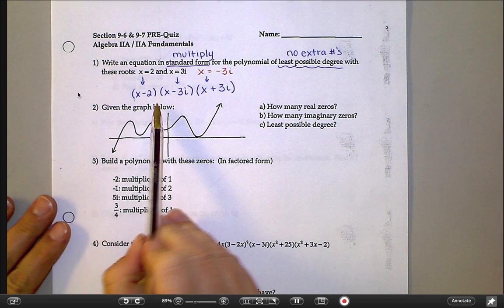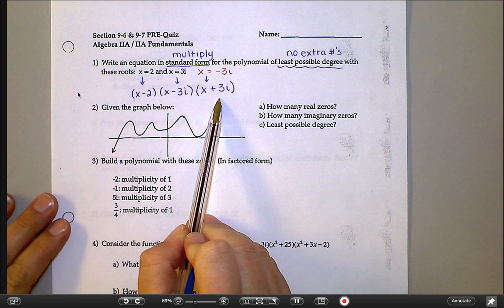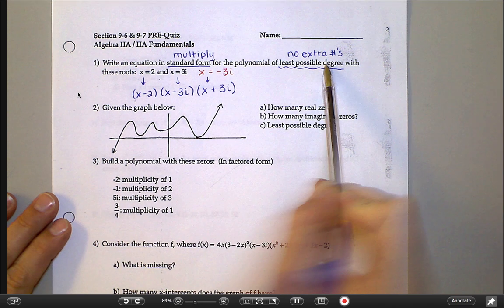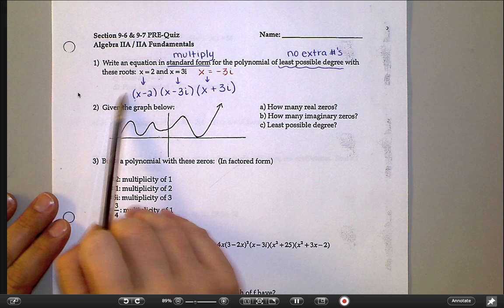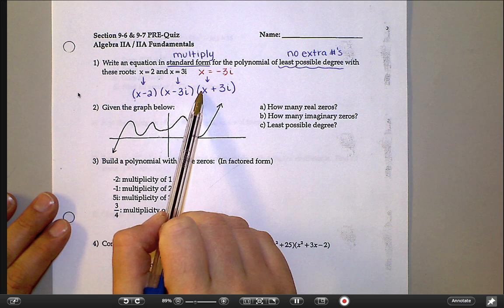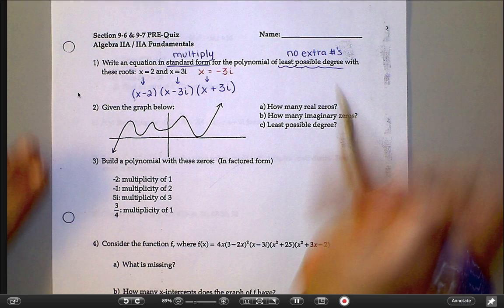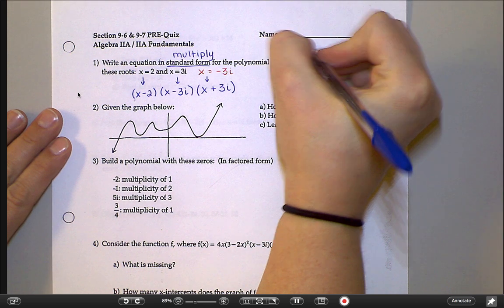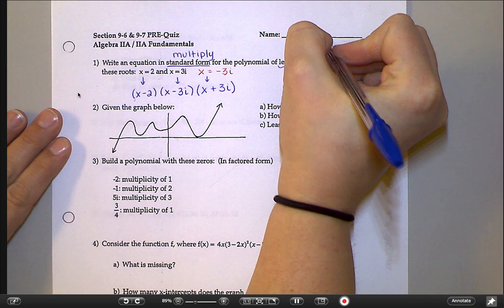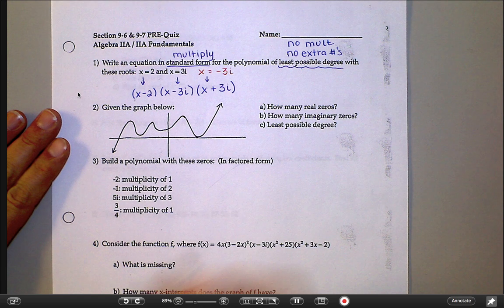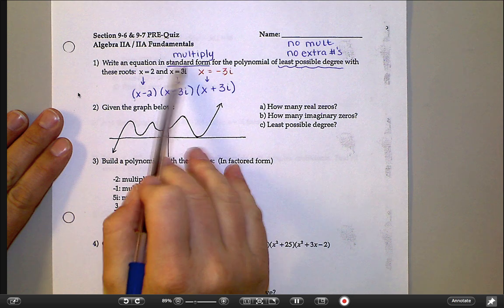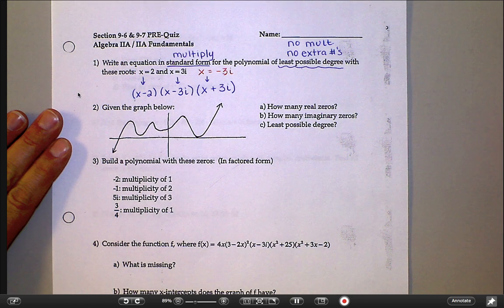So right now, technically, that is a polynomial. And so the least possible degree means I just don't have any other numbers floating out here. It's just going to be plain old x's here. I don't have any multiplicities. That's the other thing that I should have put up here. None of my roots are multiple roots, okay? But if it wants it in standard form, I do need to simplify this.